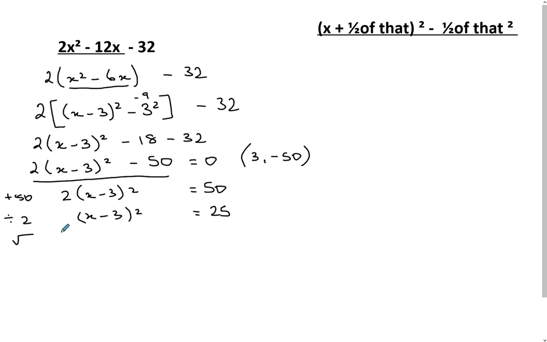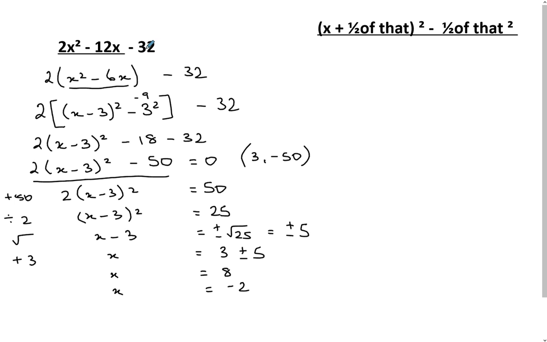Square root both sides. So you've got x minus 3 equals plus or minus the square root of 25, which is plus or minus 5. Okay, add your 3. x equals 3 plus or minus 5. So therefore x equals 3 plus 5, which is 8, or x equals 3 minus 5, which is minus 2.